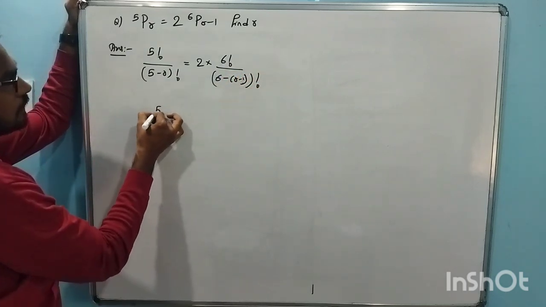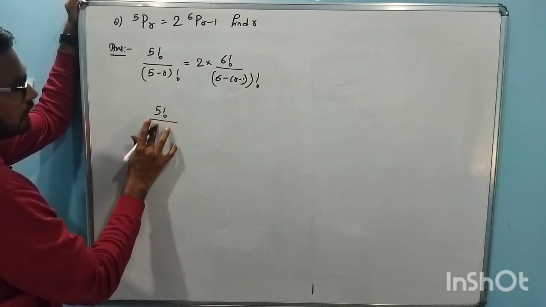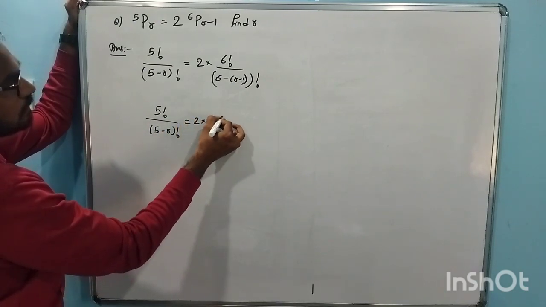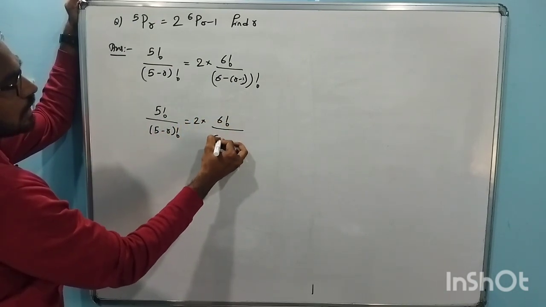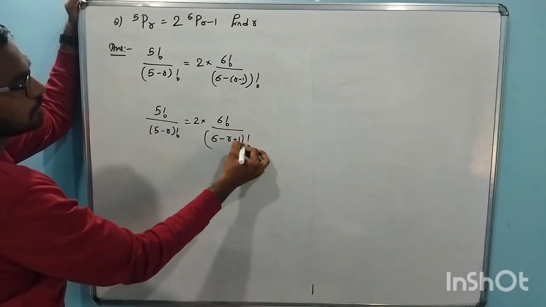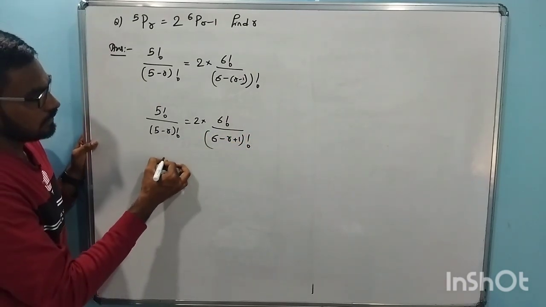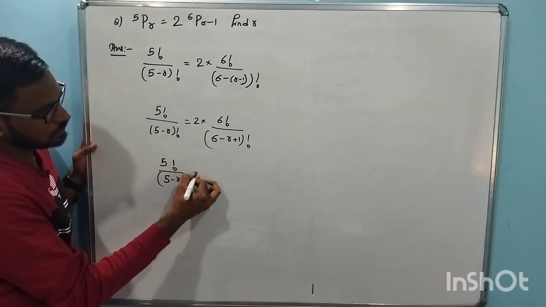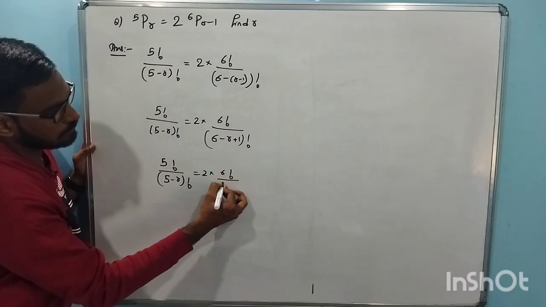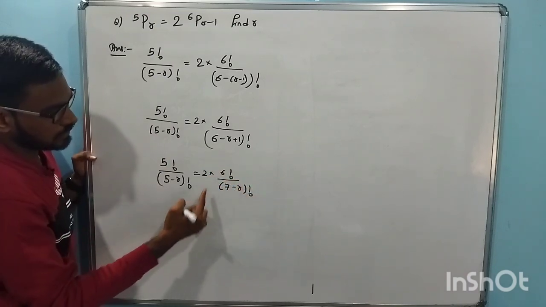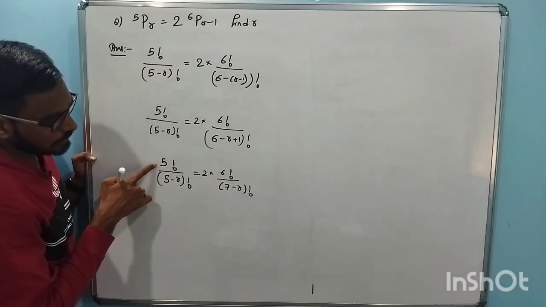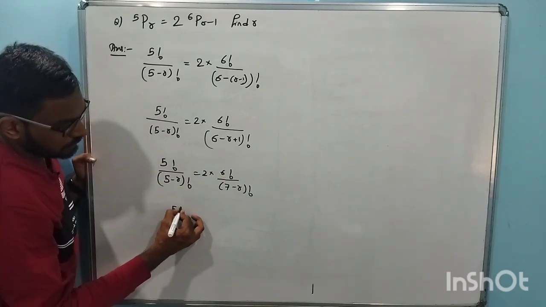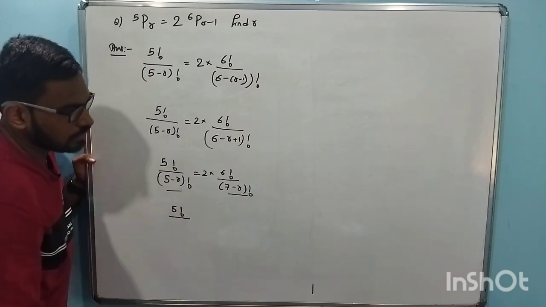So 5 factorial upon (5 minus r) factorial is equal to 2 into 6 factorial upon (6 minus r plus 1) factorial. So 6 plus 1 is 7 factorial. Correct? So 5 factorial upon (5 minus r) factorial is equal to 2 into 6 factorial upon (7 minus r) factorial. Now 6 factorial, and here we have 5 factorial, so this one is obviously greater.